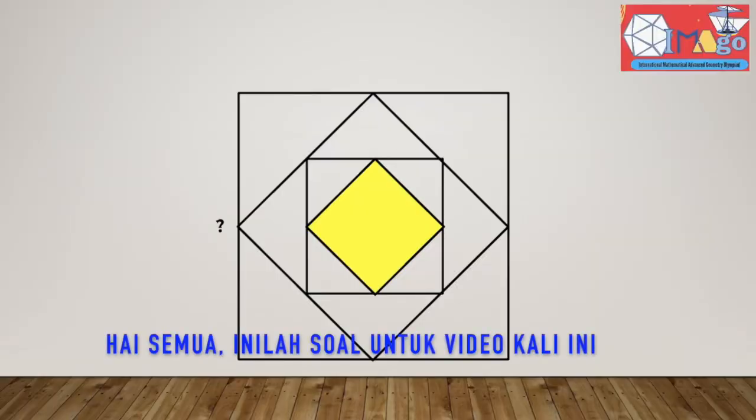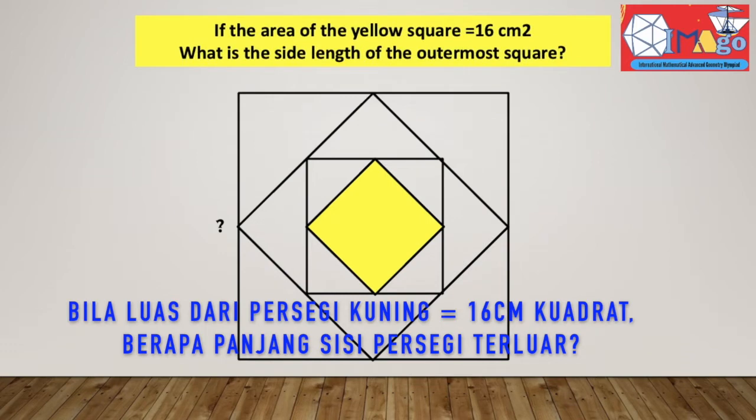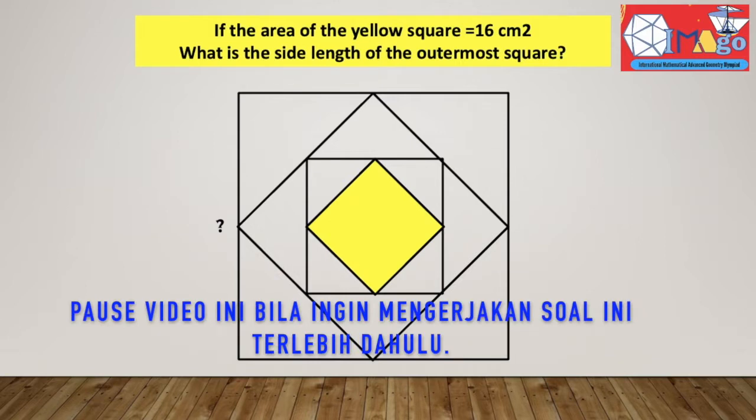Hey everyone, here's the question for this video. If the area of the yellow square is 16 cm square, what is the side length of the outermost square? Pause the video if you want to answer this question first.